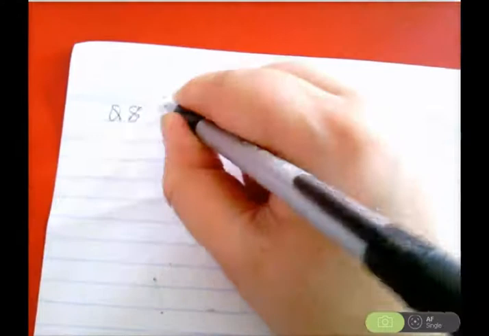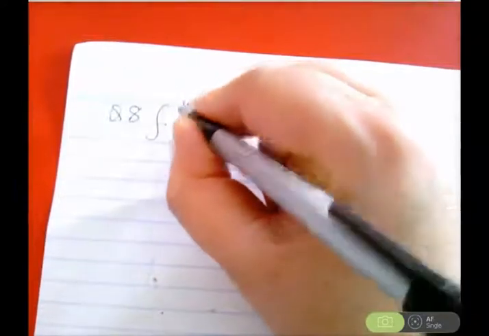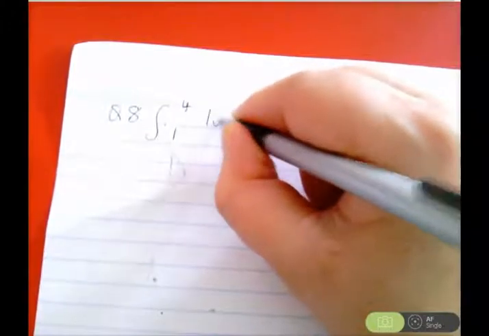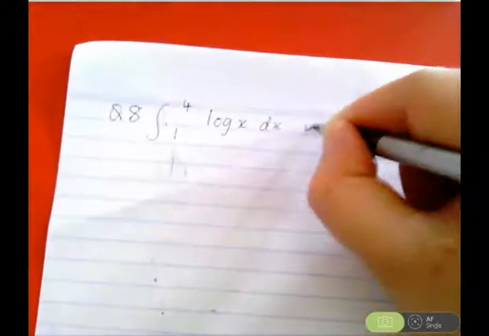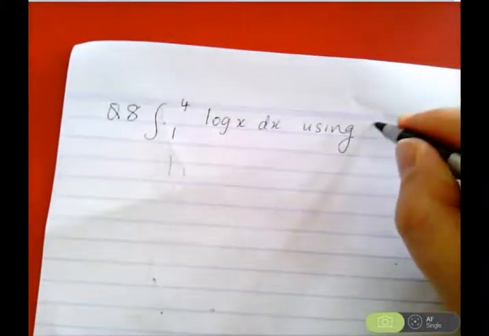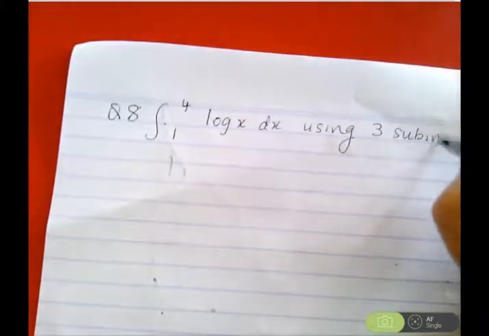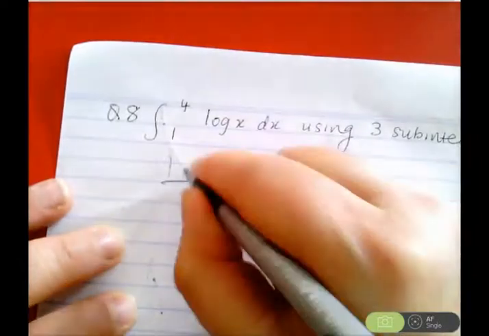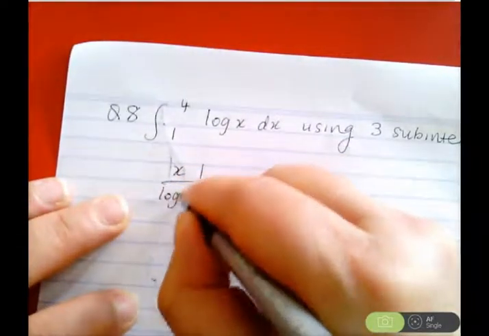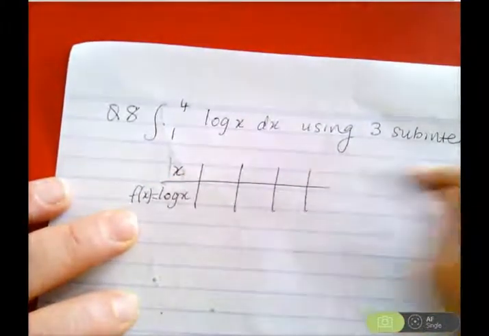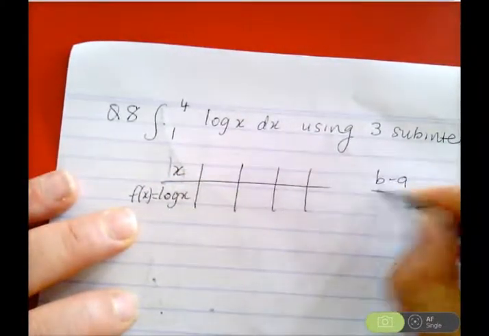Question 8. Evaluate the integral from 1 to 4 of log of x dx using 3 subintervals. All right, all you do is, remember yours just substituting values? I want a table of values. X and function of x is log of x, isn't it? What's your b minus a over n?